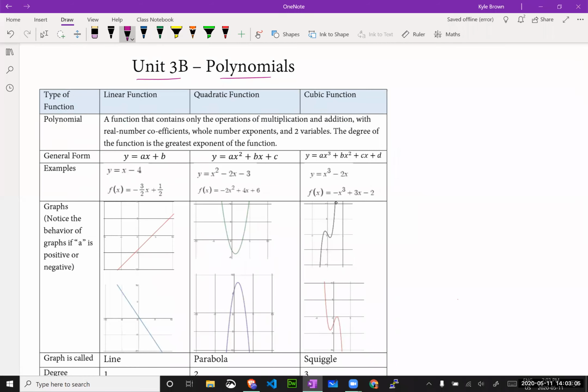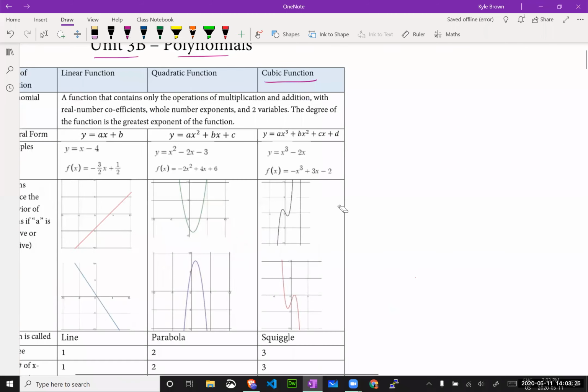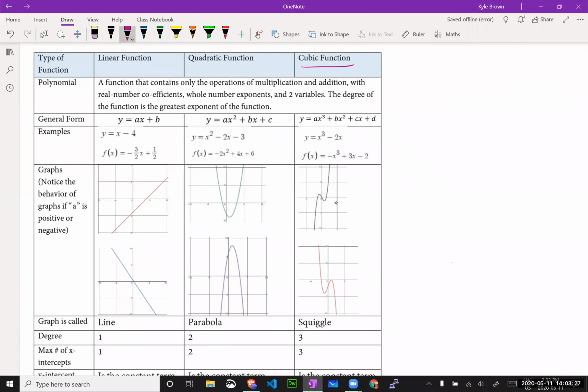But now what we're going to be dealing with is a cubic function, which just means that the first term here, like the biggest power, is going to be a power of 3, something to the power of 3. And polynomials could go up too, right? You could have something with a power of 4 or 5 or anything else, but that's as much as we go into in 30-2. So those graphs are going to look something like this. They're going to be like a weird little squiggly.